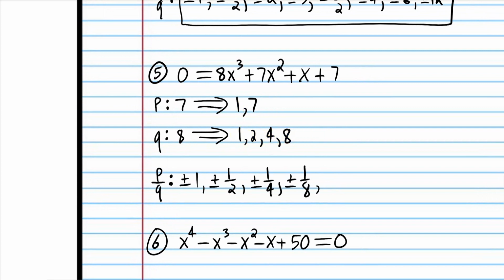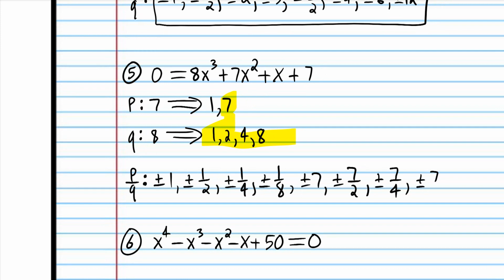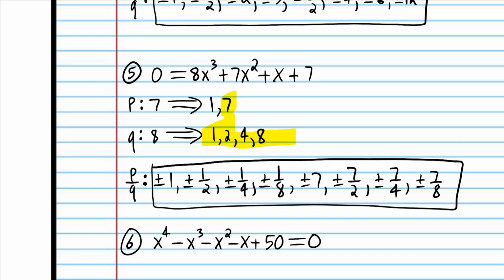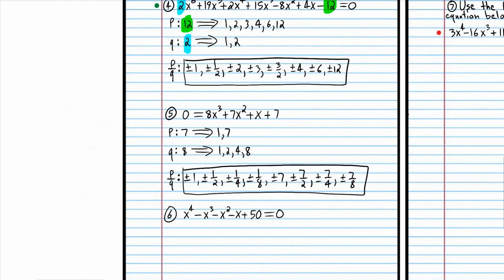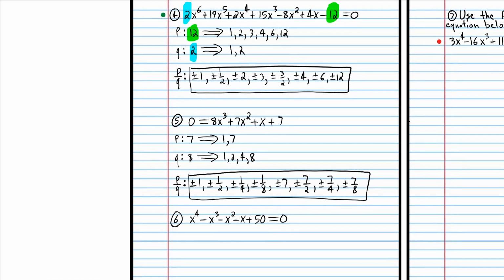Then we're going to move on to 7. 7 divided by 1 is 7. 7 divided by 2 is 7 over 2. And 7 divided by 4 is 7/4. And 7 divided by 8 is 7/8. So these are the potential rational solutions. We don't know if they're actually solutions. They're just possible rational solutions to the equation. So if you got that list right, good job. Okay, now I want you to try one more of these problems. Try number 6. And when you come back, we'll do it together.